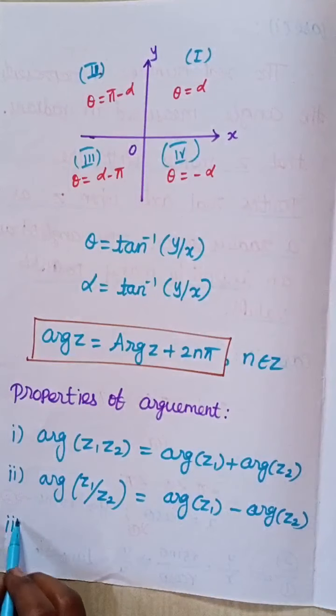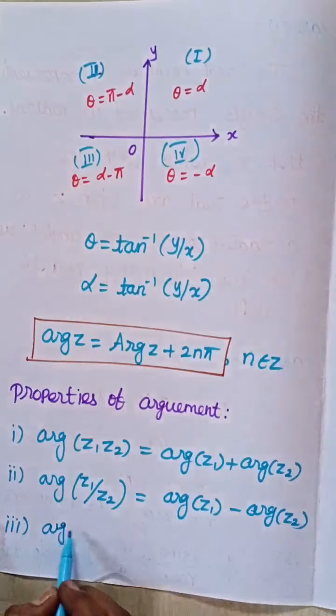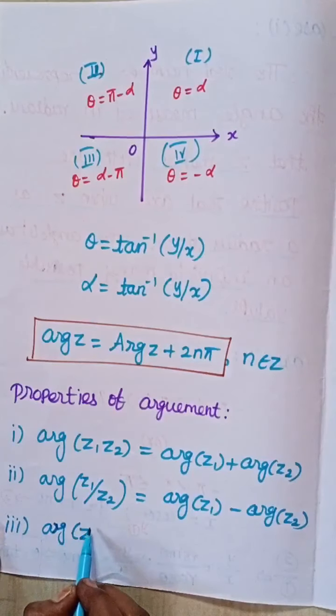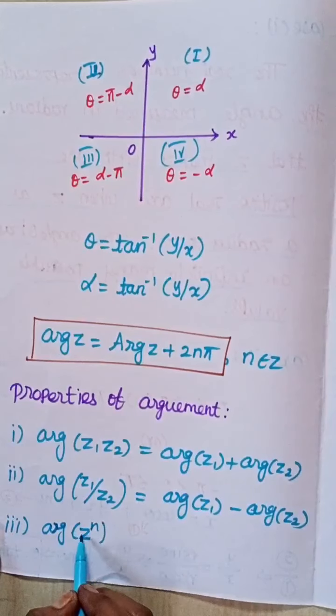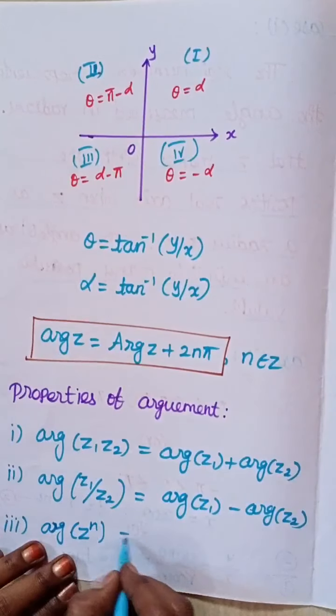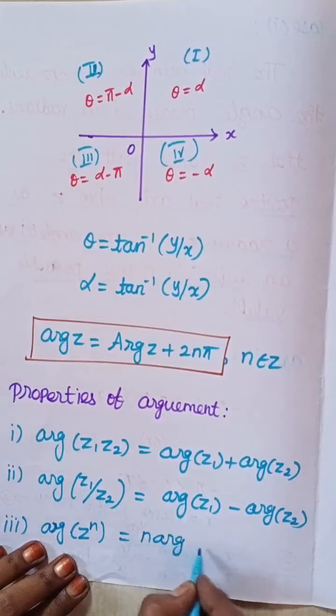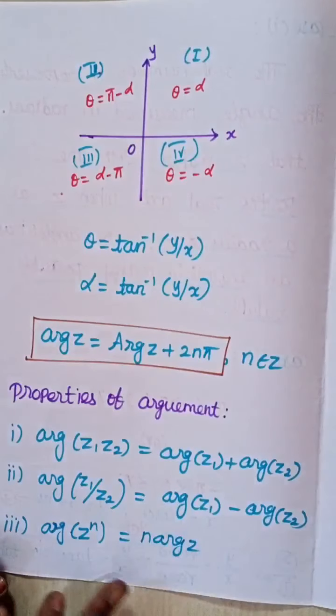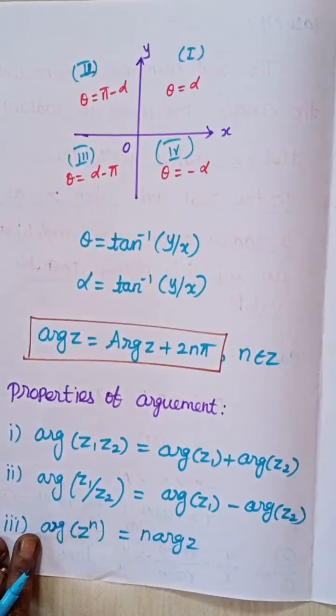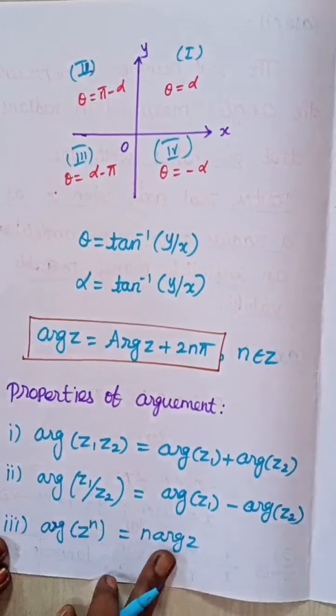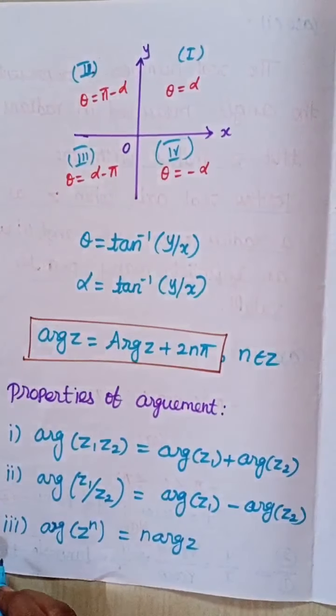And the third property says argument of z power n can be written as n into argument of z. Like log x power n can be written as n into log x, in that format, n into argument z.